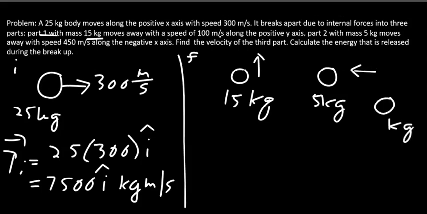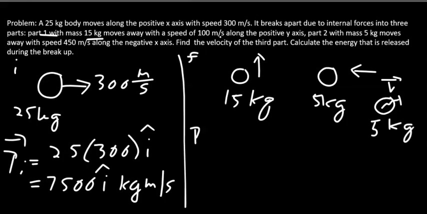Part 2, mass is 5 kg and it moves away with 450 meter per second along the negative x-axis, so that means that way. And part 3 with mass 5 kg, now how do we know it's 5 kg? 15 plus 5 plus 5 must equate the original 25 kg. So this third 5 kg is moving with some velocity v, which we are interested in.